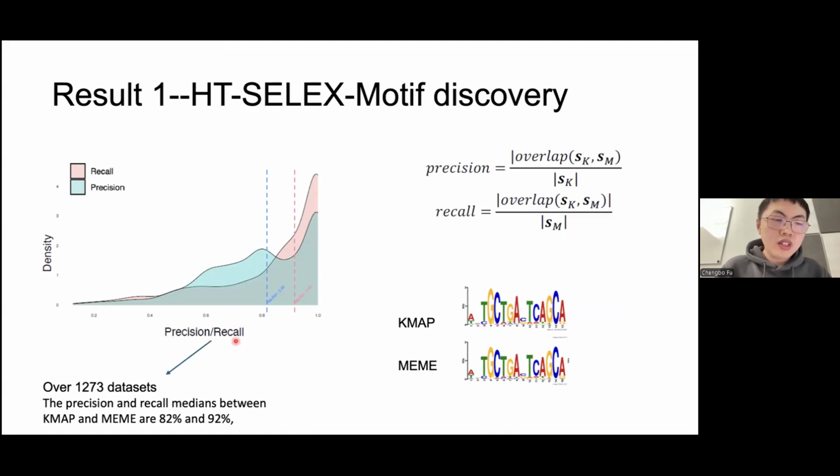And here we evaluate the result of motif discovery over 1,200 data sets. And we compare KMAP's result with the SOTA method in this field, MIME. And we define 2 metrics, precision and recall. And you will find the precision and recall medians between KMAP and MIME are 82% and 92%. So it suggests that KMAP can achieve very similar results to MIME. But I also want to emphasize that KMAP is a lightweight tool, so it's faster than MIME. It's very easy for you to do the motif discovery.